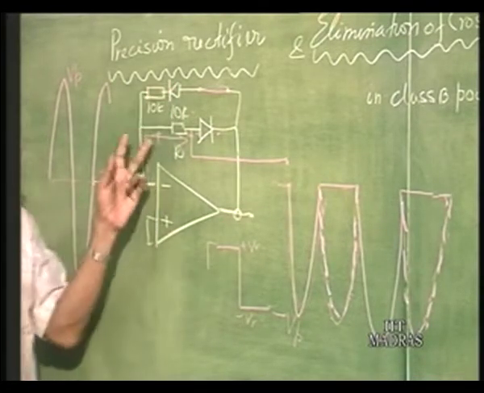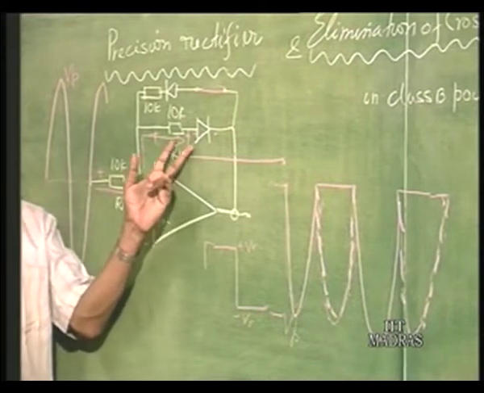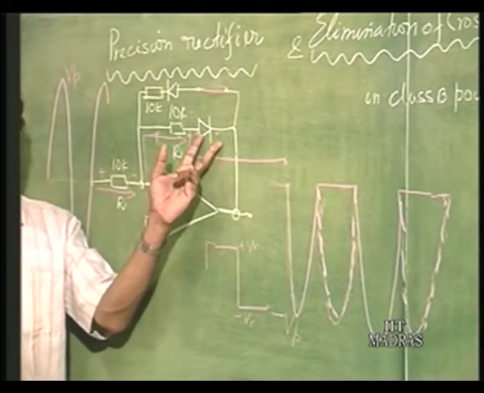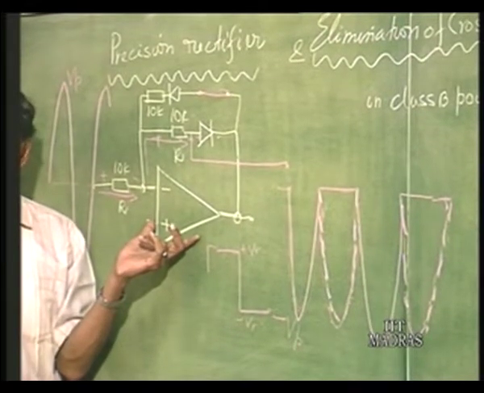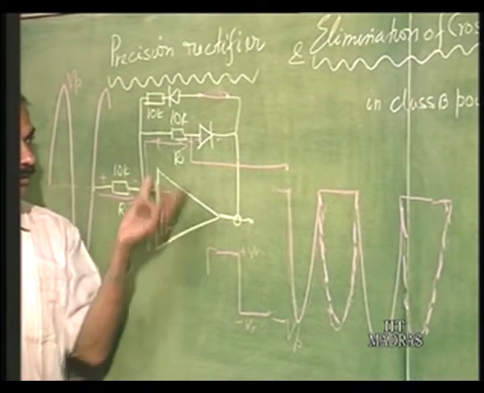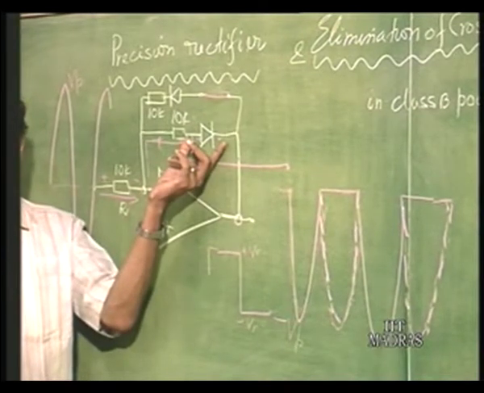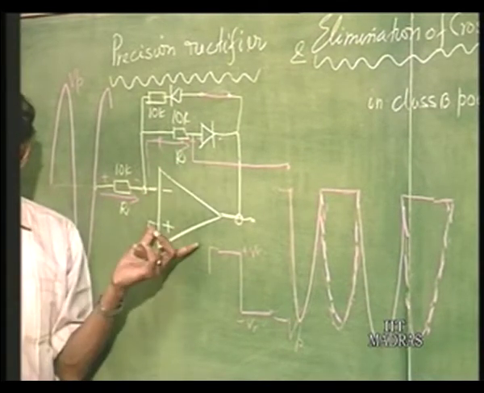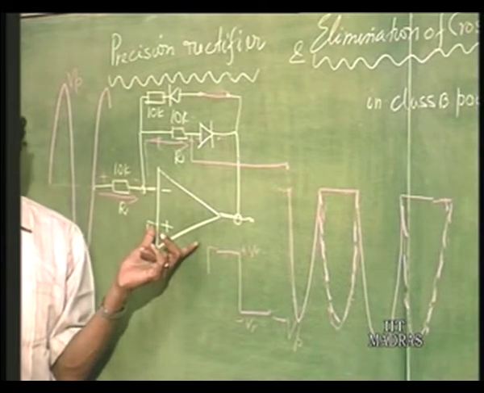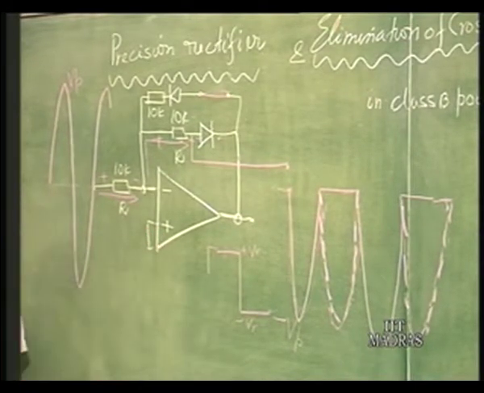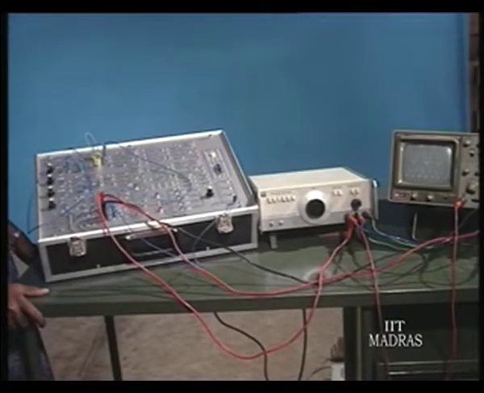That is why the conduction of the diode is independent of its cut in voltage as long as the gain of the amplifier is very high, and therefore, we are able to use a practical diode in the negative feedback path and get a rectifier which can rectify even millivolts of peak input voltage. So, this demonstration is going to be done there, you can see, right.